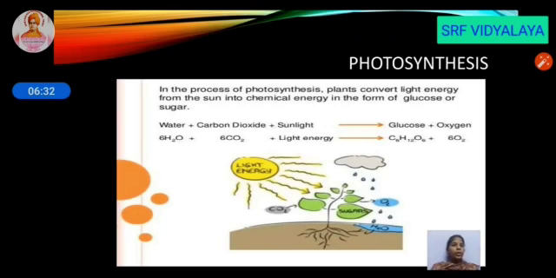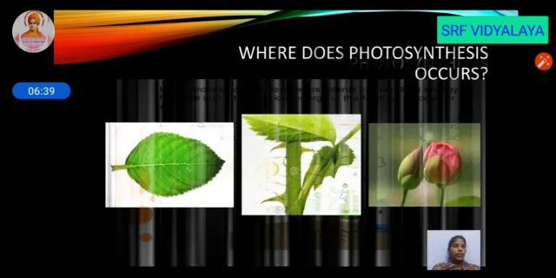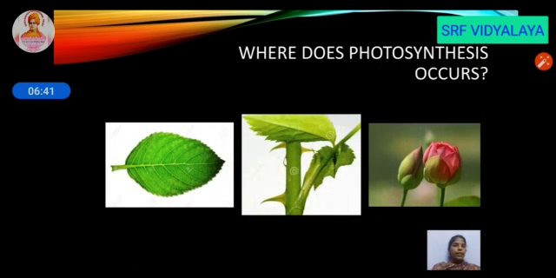From the video, it is clear how the photosynthesis takes place. But where do this photosynthesis takes place? So this photosynthesis occurs in leaf, stem and buds.